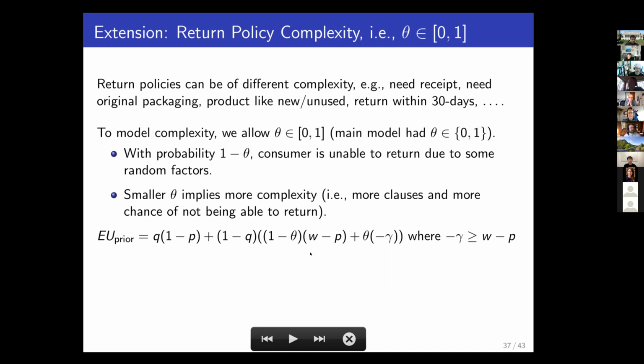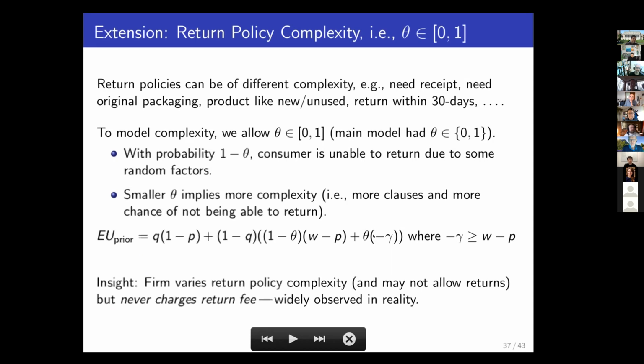And again, to remind you, the way theta enters into the consumer's evaluation is this. Earlier you were either here or here, and now you're somewhere in between with this random theta. So what we find, which I think is very interesting, is that the firm can set the return fee and the complexity, and the firm finds it optimal to vary this complexity in the optimal way. But whatever the optimal complexity is, the optimal return fee is always 0.